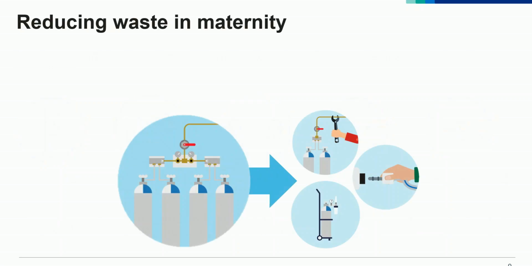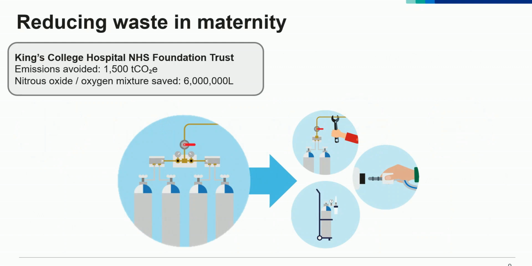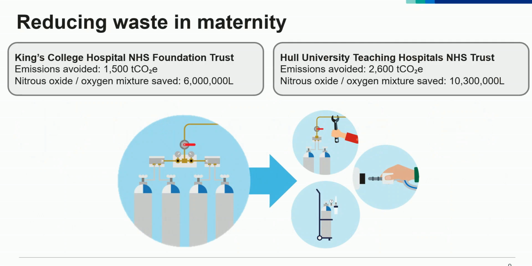Two trusts who have run maternity waste mitigation projects have taken different approaches. King's College Hospital Foundation Trust saved 6 million litres of nitrous oxide oxygen mixture and avoided 1,500 tonnes of carbon dioxide equivalent by implementing a portable cylinder system in a maternity unit. Hull University Teaching Hospitals Foundation Trust found that by unplugging demand valves and tubing when not in use in maternity, they saved 10.3 million litres of the gas and 2,600 tonnes of carbon dioxide equivalent.